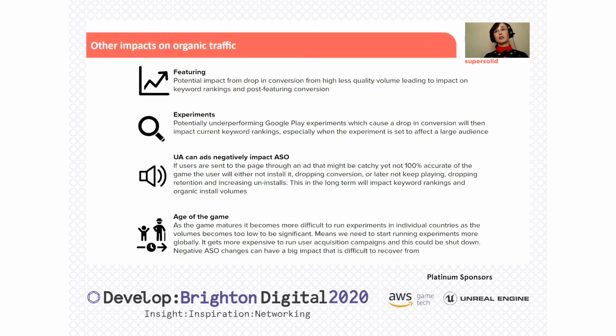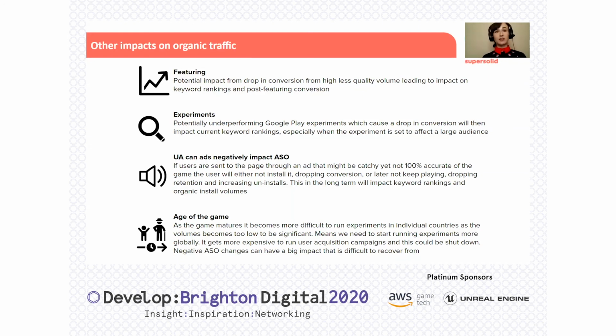Additionally, one thing to keep in mind is that running Google experiments is really good. However, if the Google experiment is not performing well and you're targeting quite a large audience, it can actually really impact your keyword rankings. So it's good to always be cautious. And if it's not performing well, you need to pause it. Otherwise, it will actually have a detrimental effect on your keyword rankings.